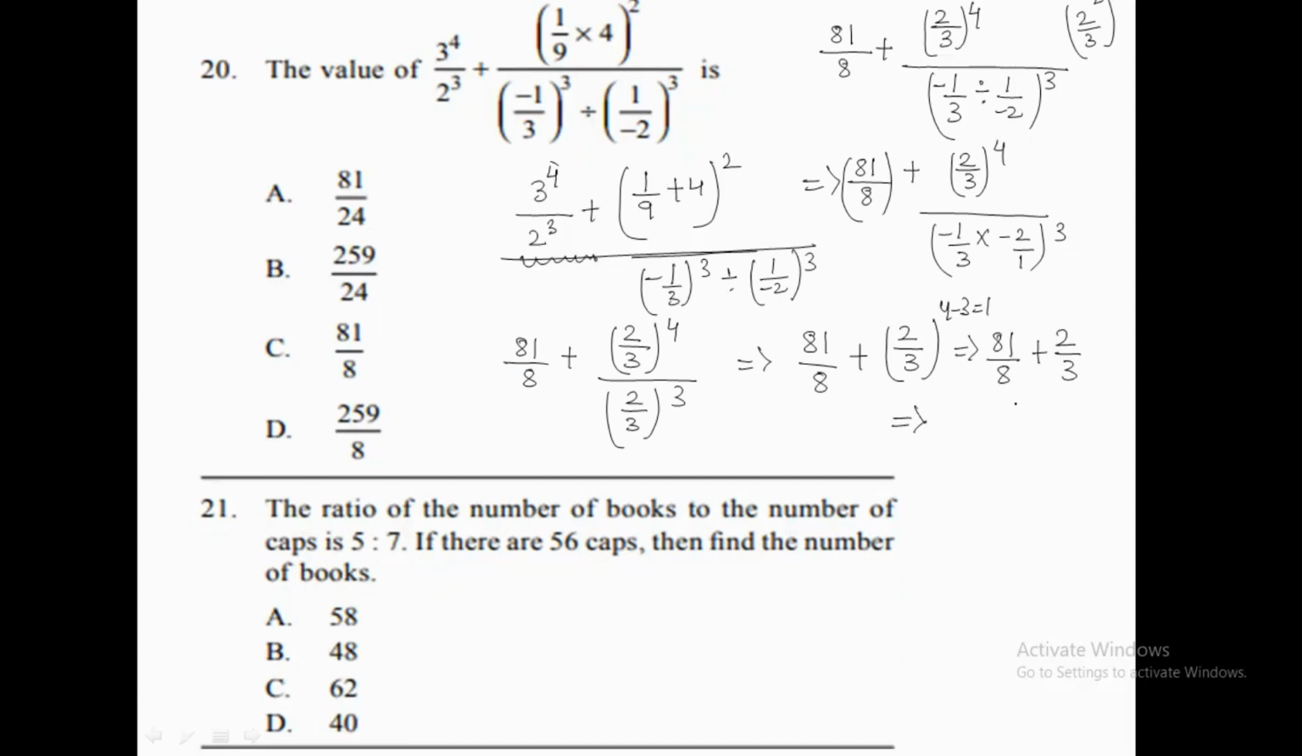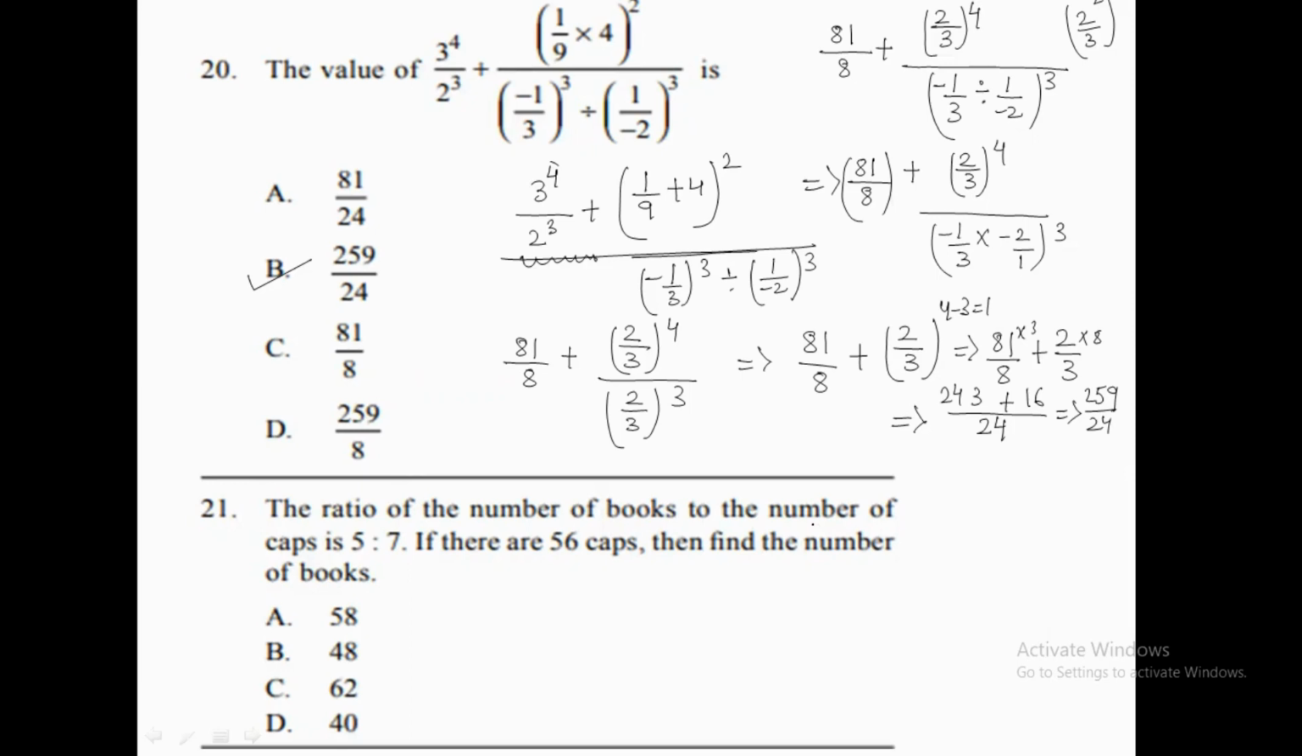If we take their LCM, we get 24. Now we need to multiply here with 3, so 3 eights are 24. And here we need to multiply with 8, so we get 16. Now we need to add it. 6 plus 3 is 9, 4 plus 1 is 5, and 2. We are getting 259 by 24. That is our correct answer, option number B.